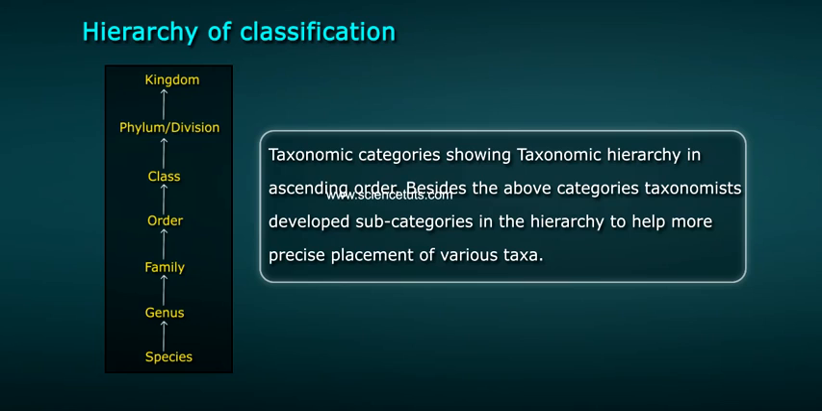Taxonomic categories showing taxonomic hierarchy in ascending order. Besides the above categories, taxonomists developed subcategories in the hierarchy to help more precise placement of various taxa.